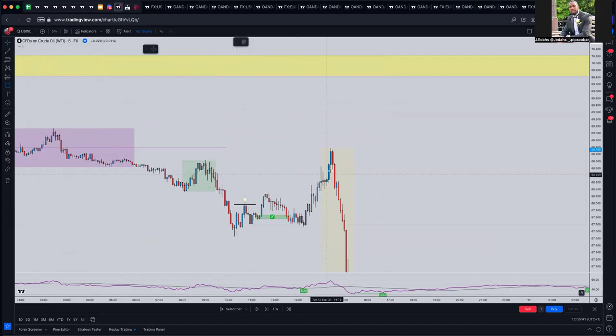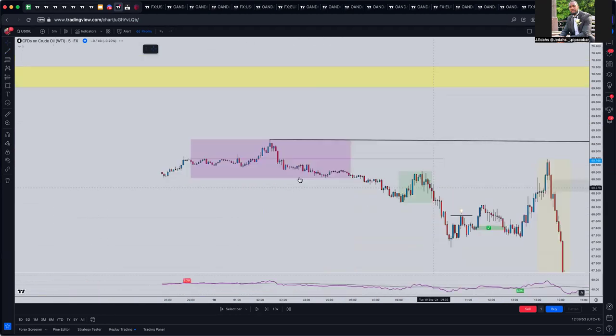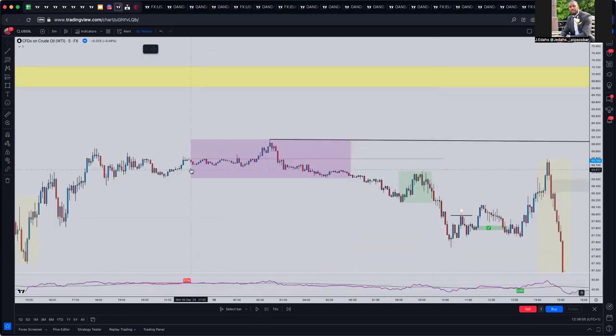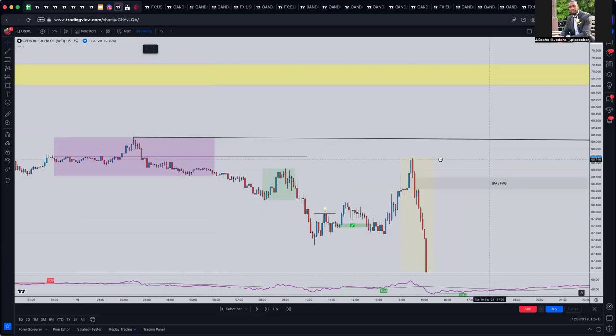So the first thing you'll do in the morning is mark out your gaps. We already know that's an IPA area. We know this is the highest point of the day because this is the Asia session range. Asia session kicks in at 11 p.m. UK time, so this is the highest price of that day, the new day kicking in here.